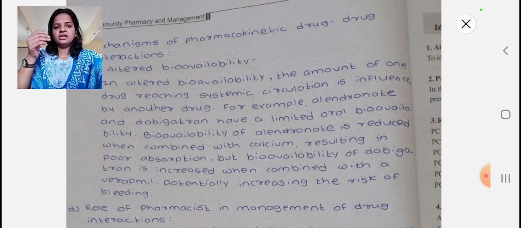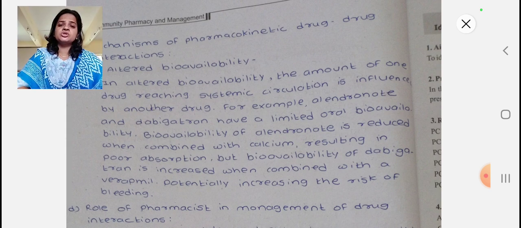Here the example is alendronate and dabigatran, both having limited bioavailability. The bioavailability of alendronate is reduced when combined with a calcium supplement, when you are taking any calcium plus vitamin D, which results in poor absorption. But bioavailability of dabigatran is increased when combined with verapamil, and this increases the risk of bleeding also.